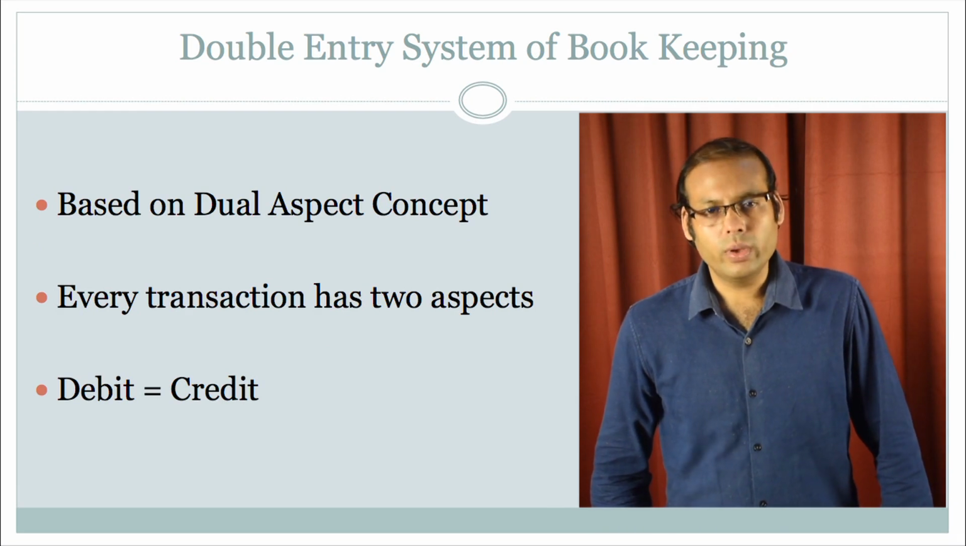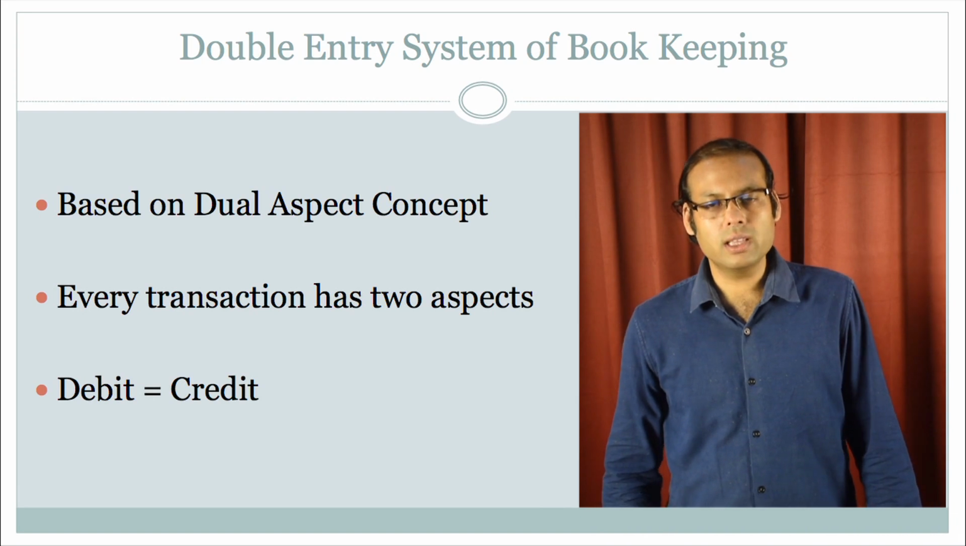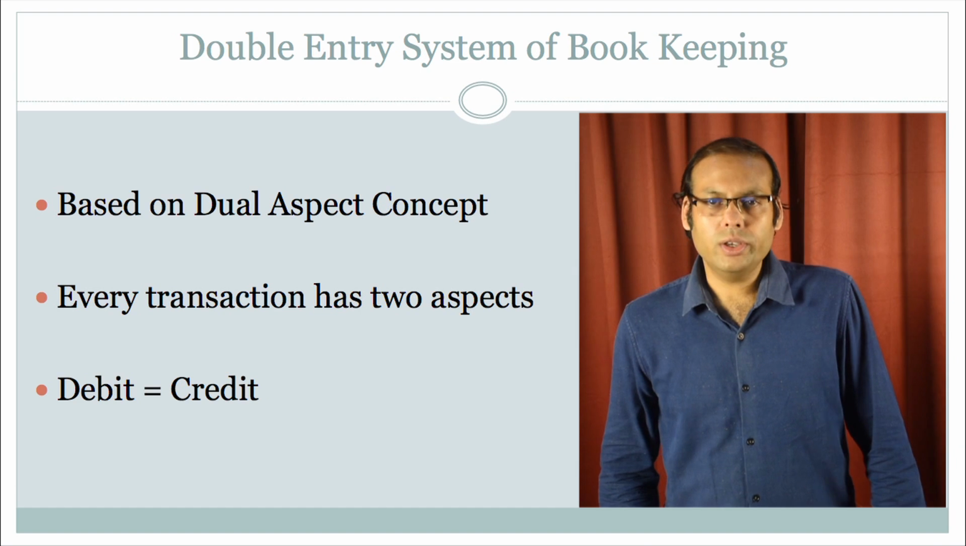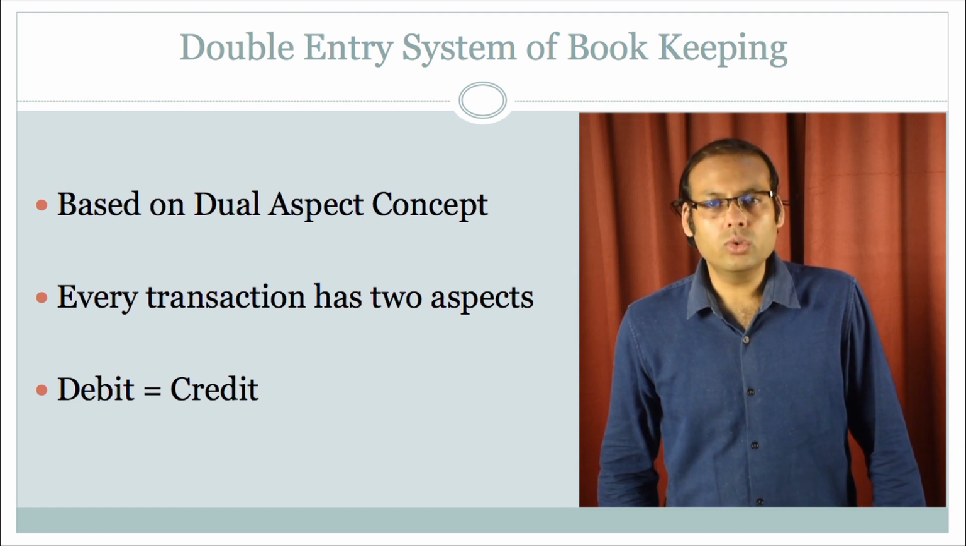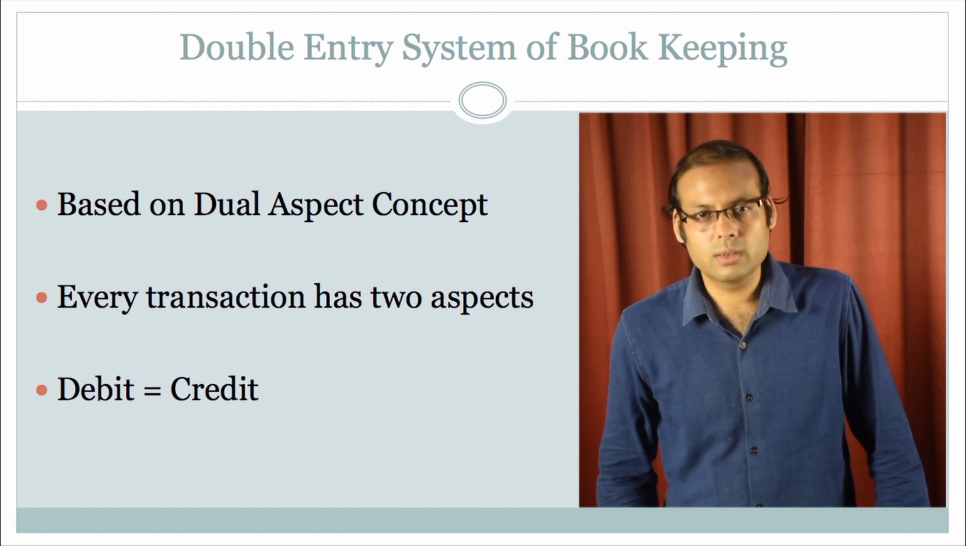Generally, when we record the business transactions in books of accounts, we follow a particular system. That system is known as the double entry system of bookkeeping. So we will discuss the double entry system of bookkeeping. This system is based on a particular accounting concept, known as the dual aspect concept. According to this concept, each transaction will have two accounts, meaning there will be two aspects of the same transaction.